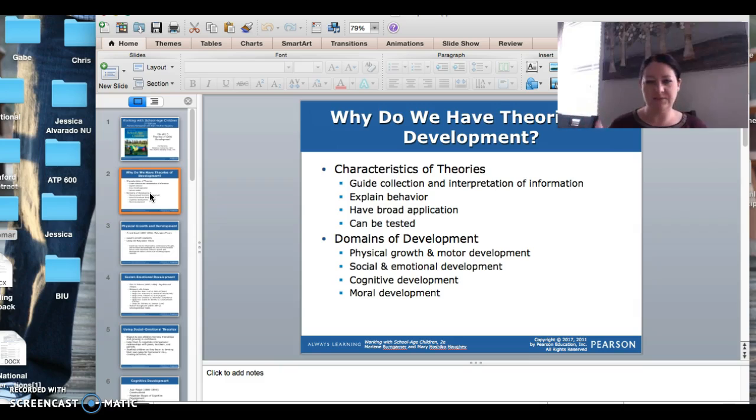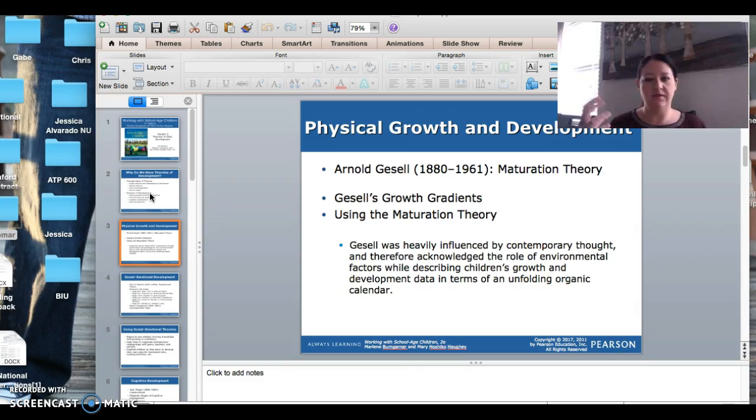When we talk about theories of development, we look at the different domains. I know I've talked about this before: physical growth and motor, social and emotional, cognitive development, and moral development. Those are the domains when we think about theory.